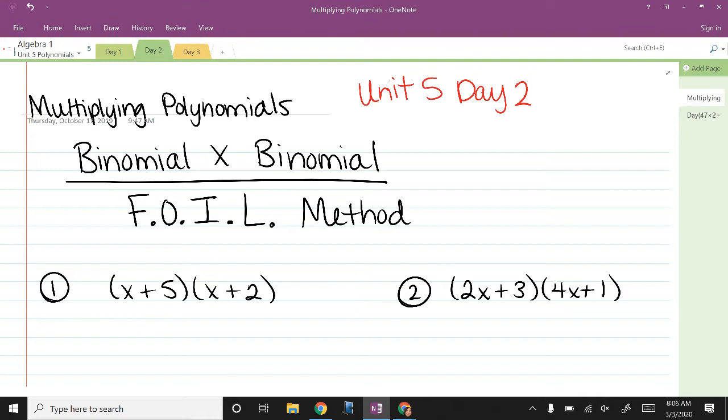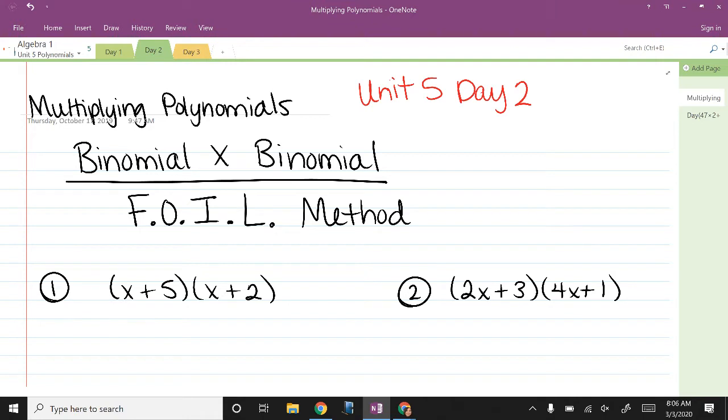All right. So today we're going to multiply bigger and bigger polynomials. Yesterday we did a monomial times a polynomial, which was distributive property. We're going to start today with a binomial times a binomial. Now, how many terms does a binomial have in it? Two terms, like a bicycle has two wheels.